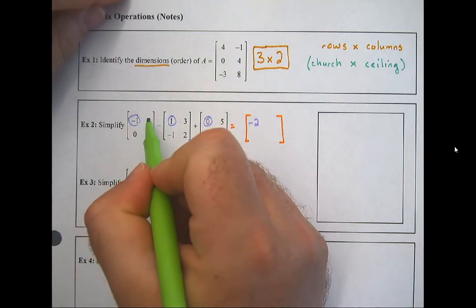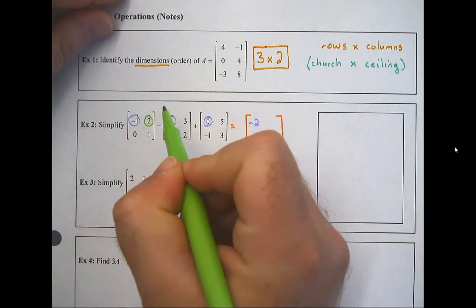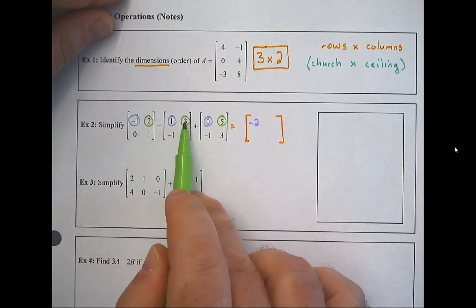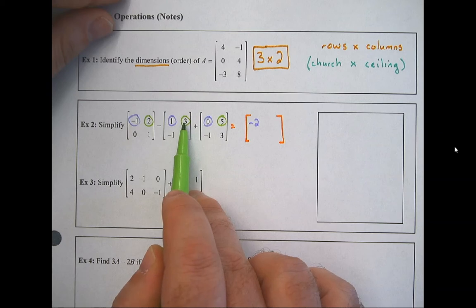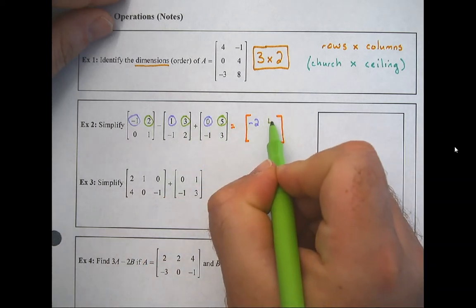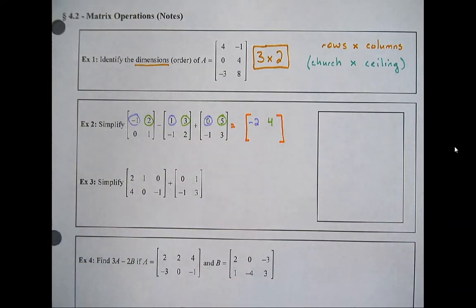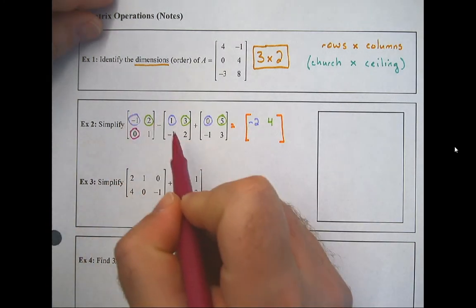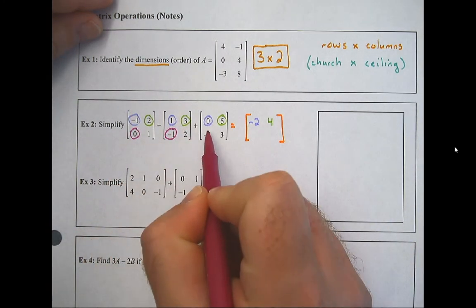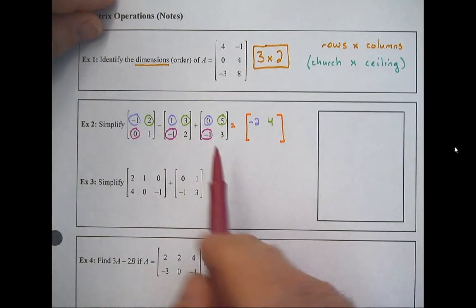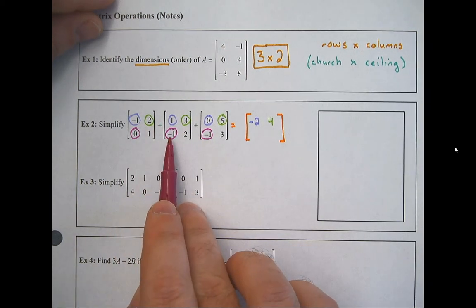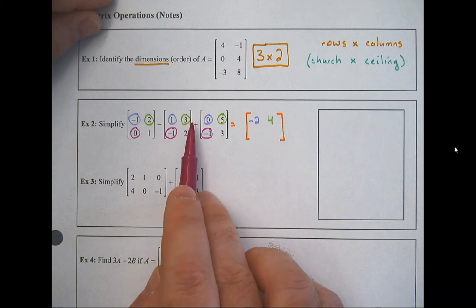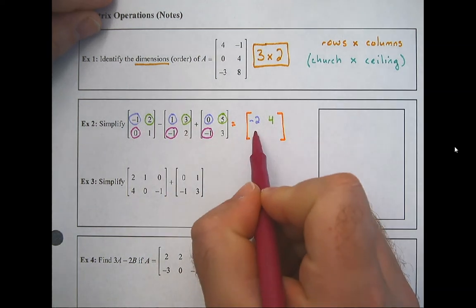Then I'm going to move on to row 1, column 2. So 2 take away 3 is -1. -1 plus 5 is +4. Row 2, column 1: 0 take away a -1 is actually a +1. And then a +1 plus a -1 adds up to 0.